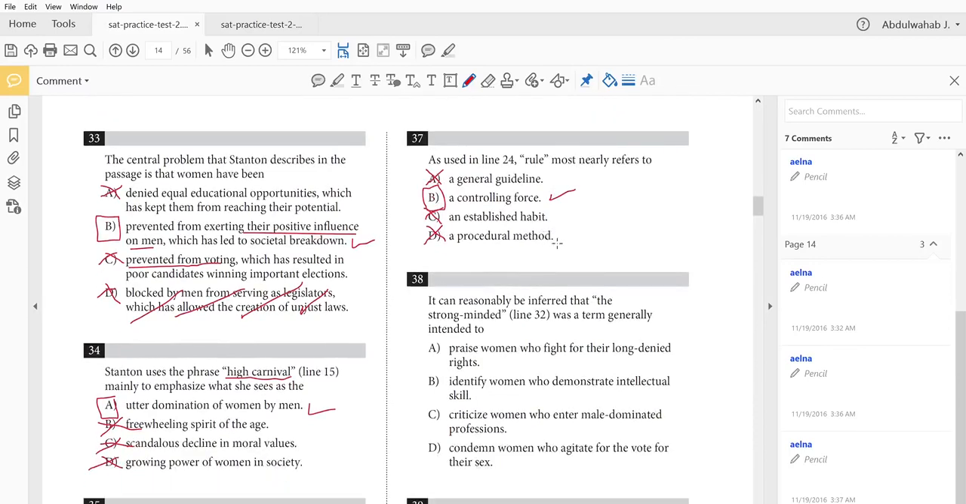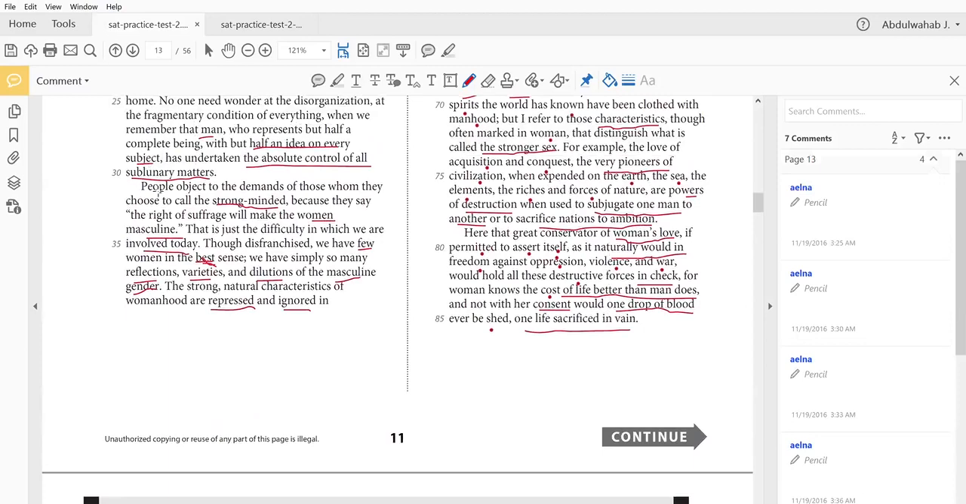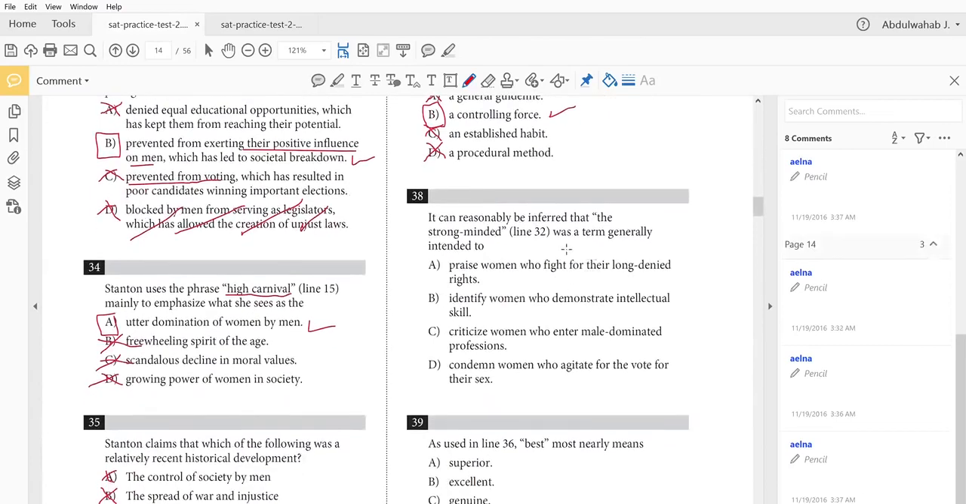It can reasonably be inferred that the strong-minded was a term generally intended to... again, the term strong-minded was used here, that people object to the demands of those whom they choose to call the strong-minded. Why? Because those who are called the strong-minded by the people say that the right of suffrage will make the women masculine. So it can reasonably be inferred that the strong-minded was a term generally intended to, what was this term strong-minded used to mean or to intend or to insinuate?